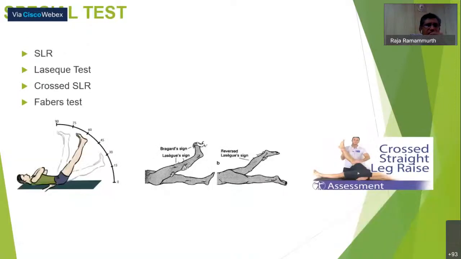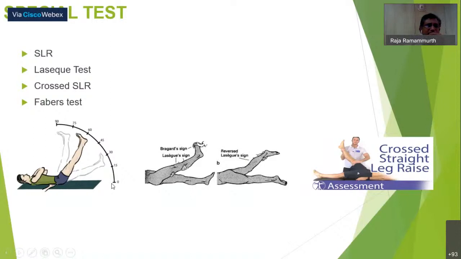Then the next slide speaks about the special tests for low back pain patients. We included the diagrammatic representation along with the individual test. The first test is called the straight leg raising. Straight leg raising starts from 0 degrees to 90 degrees, but there is no need to go up to 90 degrees.